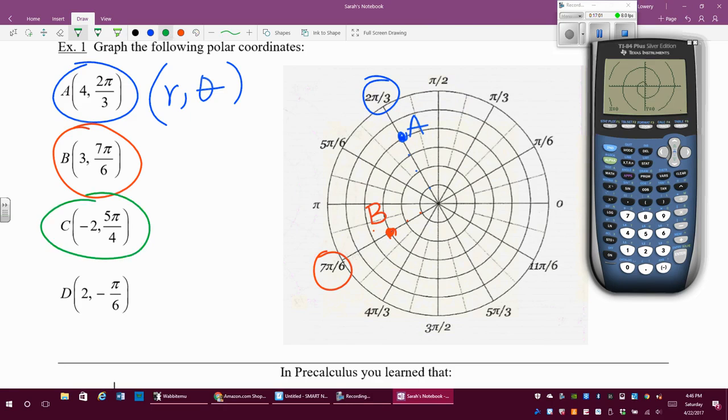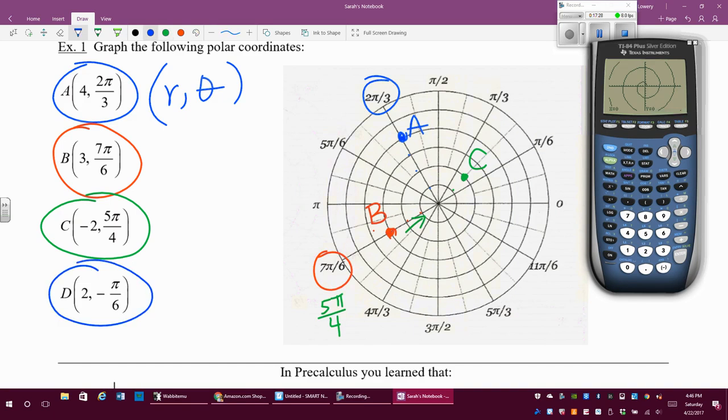The tricky one is this 5 pi fourths and negative 2. By the way, 5 pi fourths is not actually labeled on here, but it's right there. But what does a negative radius mean? A negative radius means we're going to go in this direction, 1, 2, and we're actually on the side of positive pi fourths, and that's where point C is going to be located.